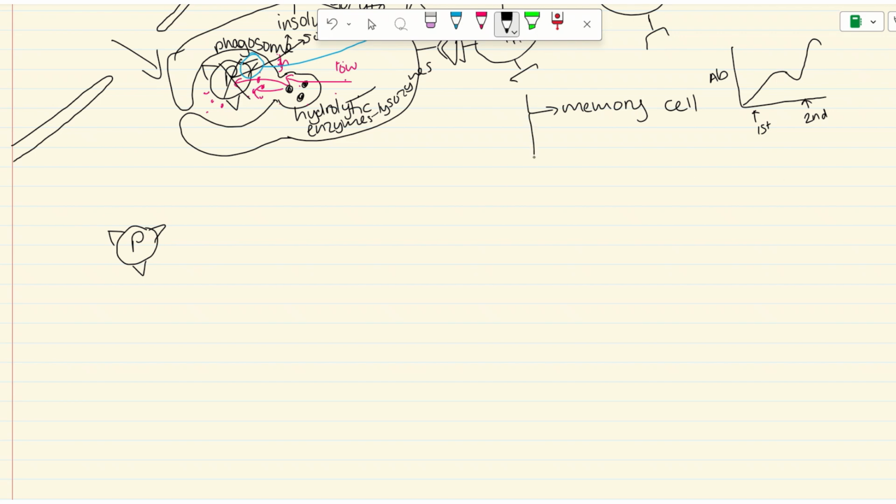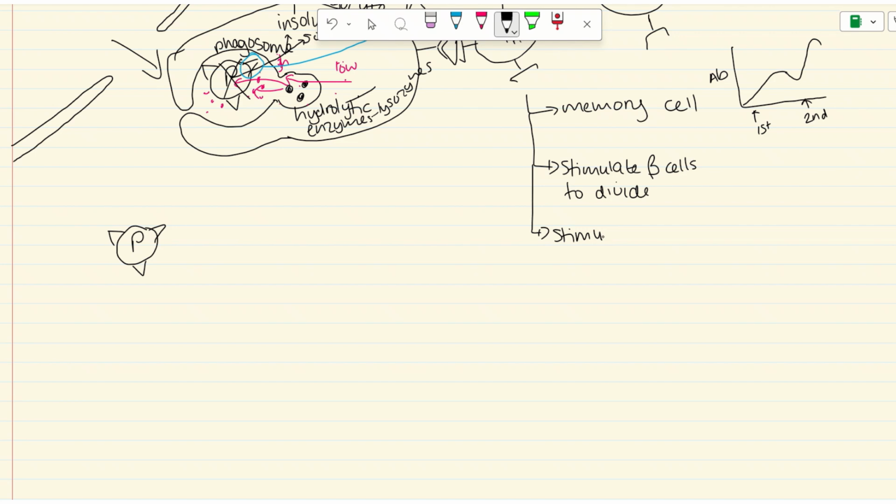There's something else that the T helper cell can do. It can stimulate beta cells or B lymphocytes to divide. We'll come back to that one in a minute, because it's these guys, the beta cells, that are going to go on and make antibodies.